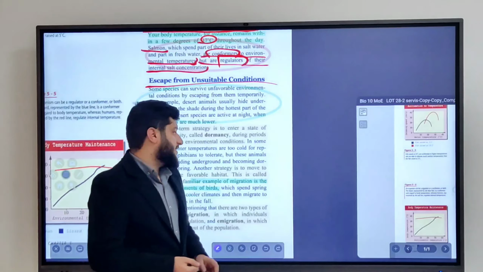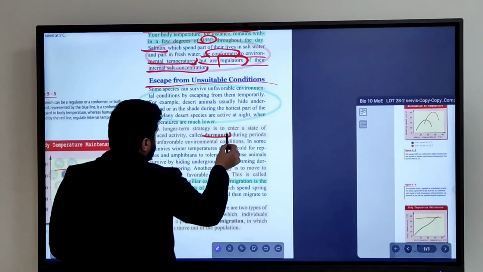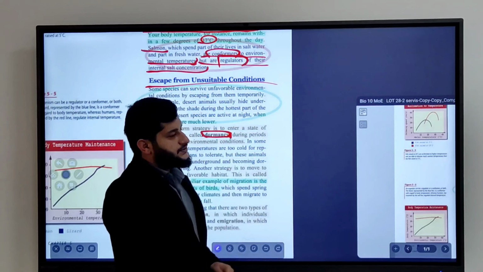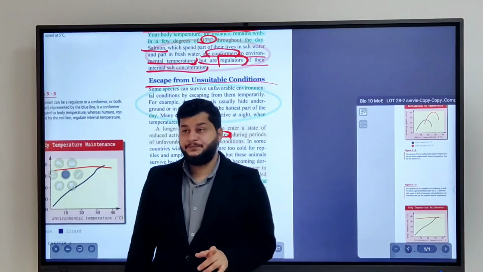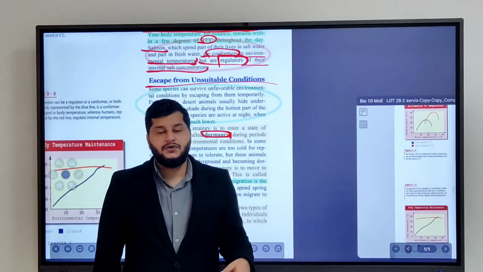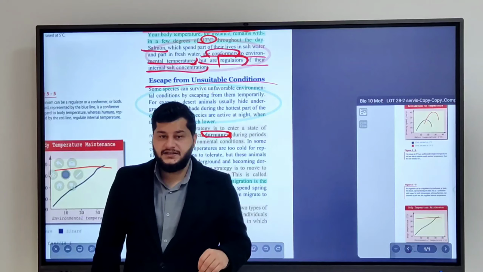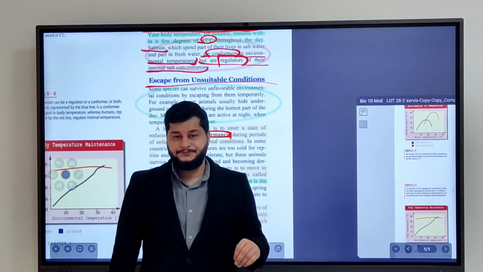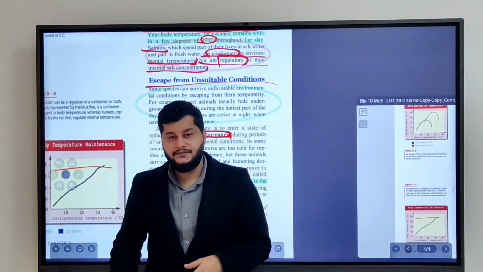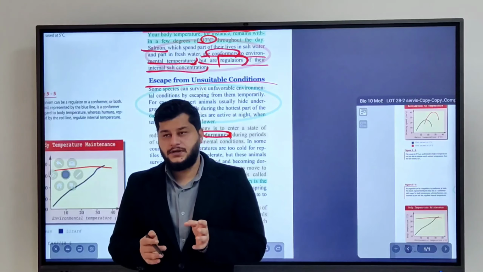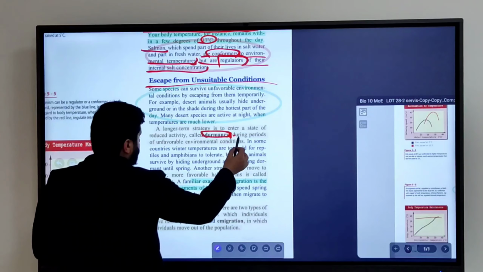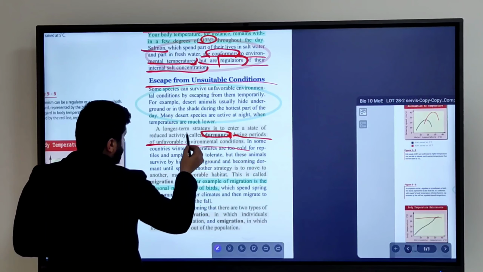So we have two methods of escaping. The first one is dormancy or hibernation. This method is widely used by birds, brown birds to be specific. When the winter comes, they go into a state of reduced activity and they sleep throughout the whole winter. When the winter is done, with no lack of food and no cold, they wake up and continue their life.